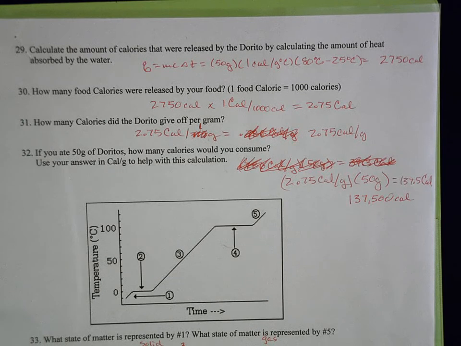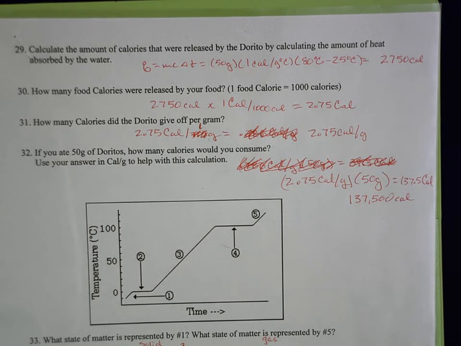1 gram of Dorito got burnt up. So we take our 2.75 calories per gram, since it was 1 gram. Now when we actually did that, most of you came out with like 0.2 or 0.3 to divide by. That's what you were supposed to do in the lab.